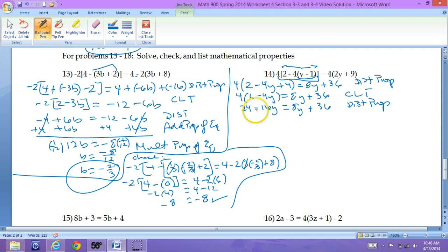So now I want my variables to be positive, so I'm going to move the 16y over. I'm going to move the 36 over. So the negative 16y and the positive 16y make a 0 pair. The positive 36 and the negative 36 make a 0 pair. 24 minus 36 is negative 12. 8 plus 16y, 8y plus 16y is 24y. We're going to multiply both sides using the multiplication property of equations.